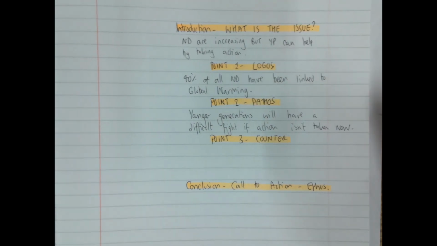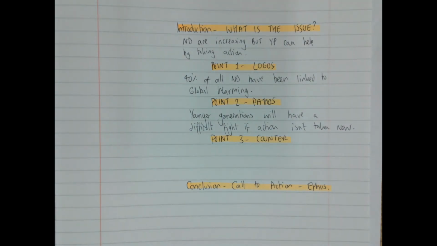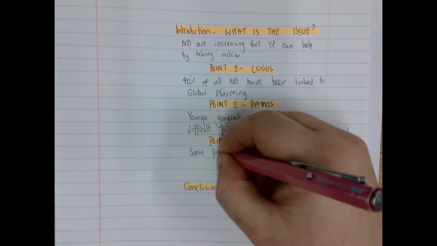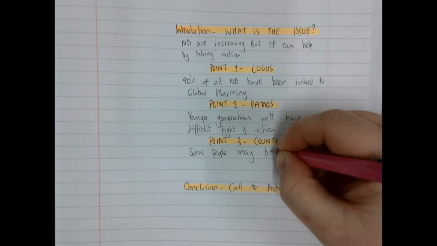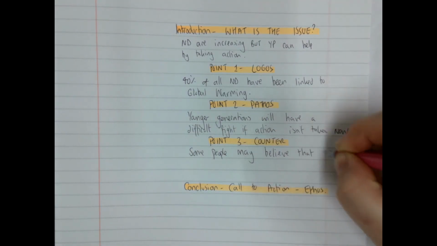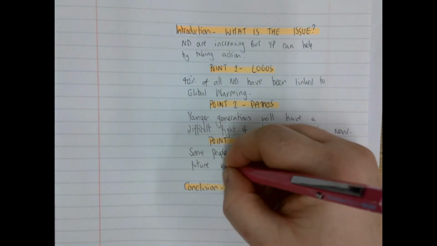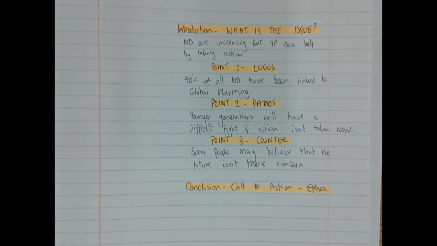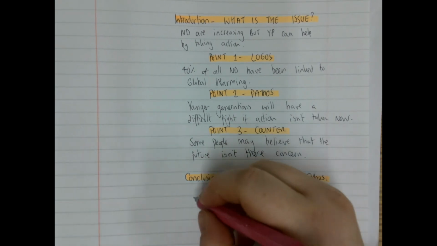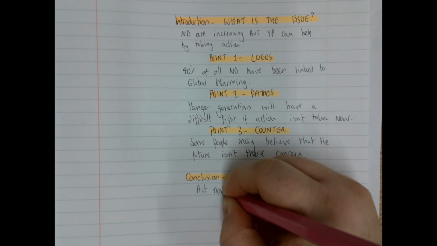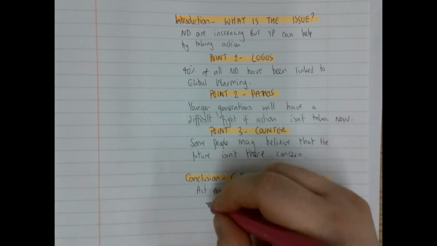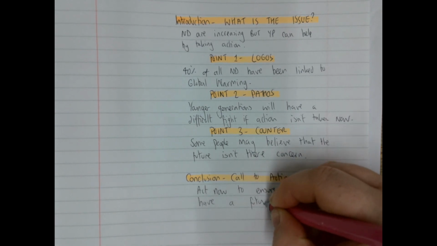So point 3 is my counter argument. So this is going to be the argument that I want to be able to disprove. And so it's going to be this idea that some people may believe that the future isn't their concern. And then finally, that conclusion, that call to action. So I'm just going to say something like, act now to ensure your children have a future as bright as yours.